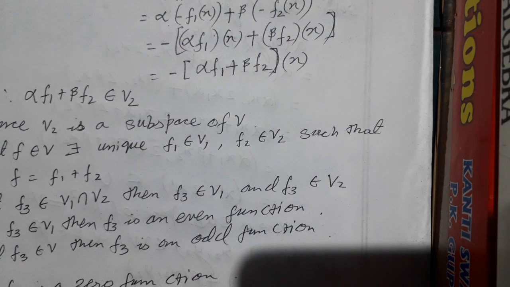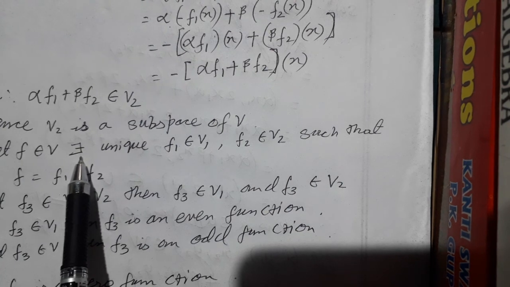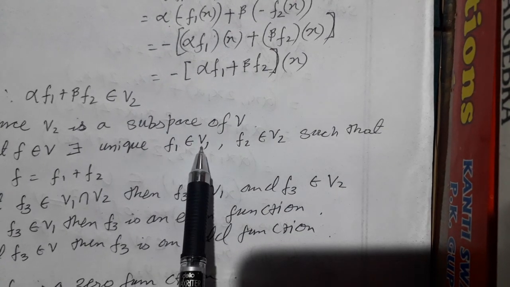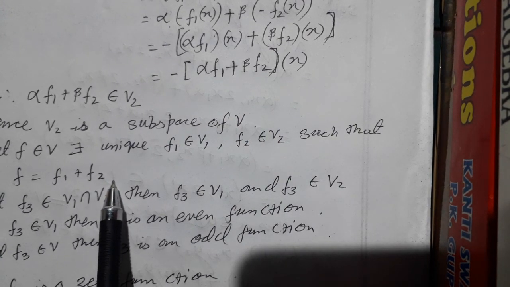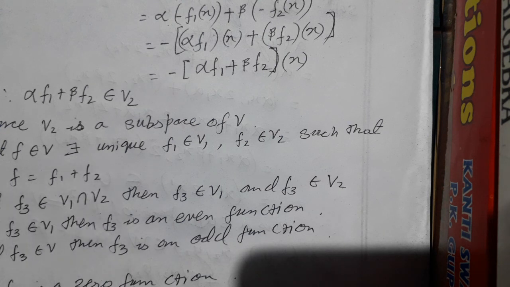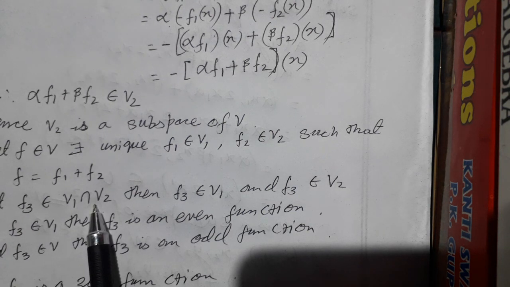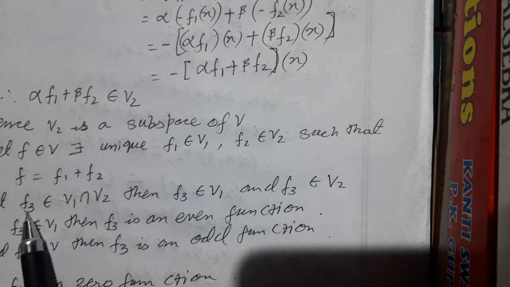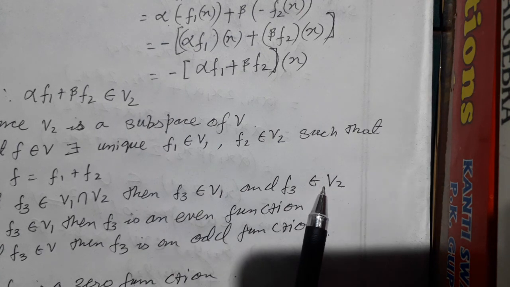Now we want to show that V is the direct sum of V1 and V2. I take one element f in V. Then we can find a unique element f1 in V1 and f2 in V2 such that f is equal to f1 plus f2. So this is written uniquely. Now we just have to show that the intersection consists of only the zero function. So I take one function f3 in the intersection of V1 and V2; then f3 belongs to V1 as well as to V2.